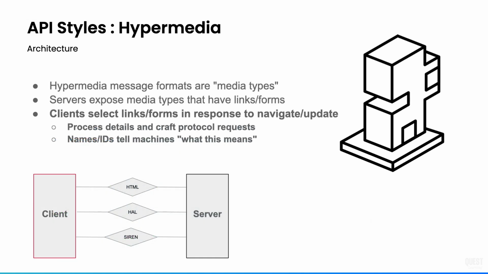And again, clients select the links and forms that they see in the response in order to navigate to where they want to go or in order to update the server with the information that they have. So process details and crafting protocol requests is really what client applications do. And clients use the ID and names on these forms, such as the client update form or the customer delete form, and so on and so forth, to tell machines what to do.